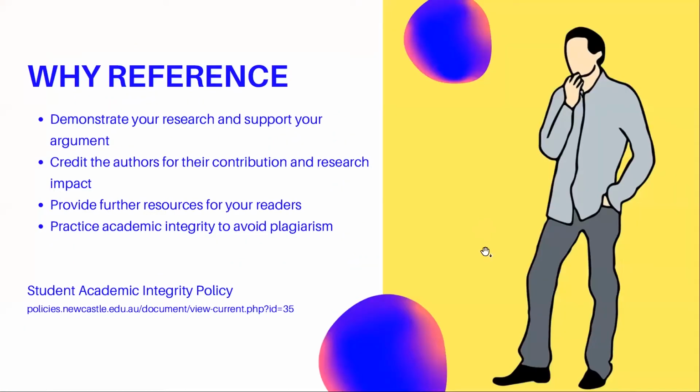So why do we reference? Referencing is so important at university. We reference to demonstrate your research and support your arguments. We credit authors for their contribution and research impact, provide further resources for your readers or your lecturers, and practice with academic integrity to avoid plagiarism.